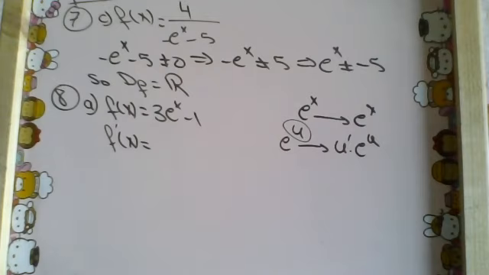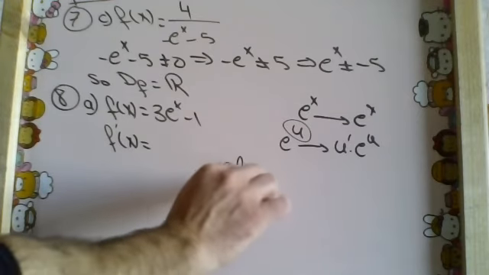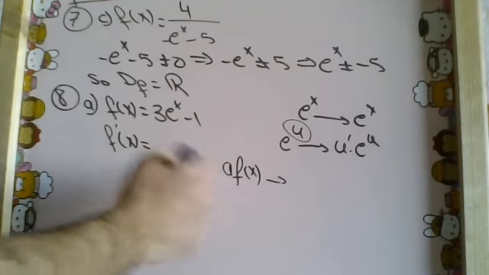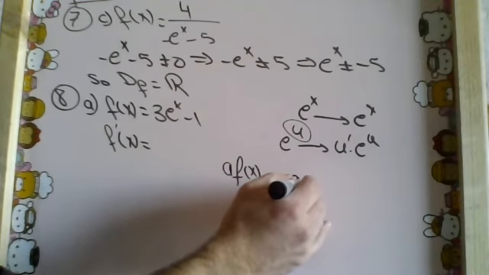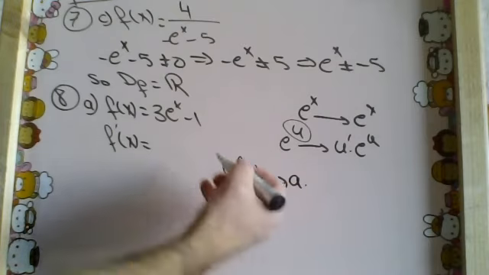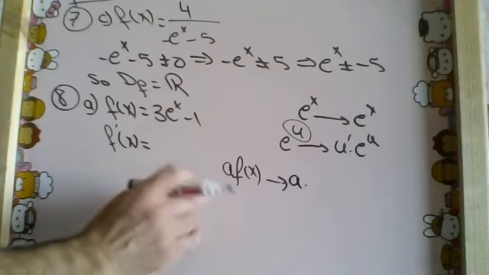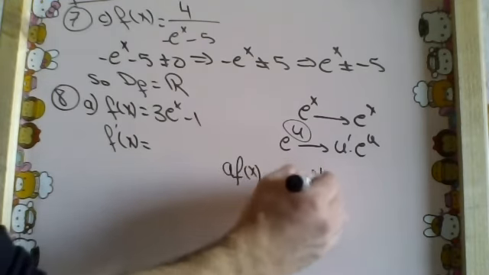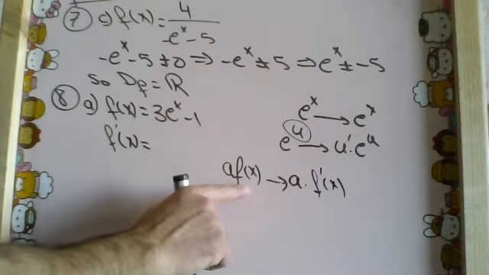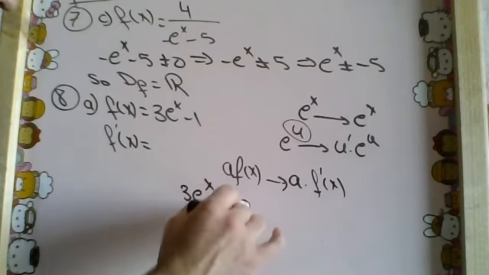Here we have a number before e power x, so we apply the properties of derivatives: a times f of x. If a is a constant, the derivative of a times f of x is a times f prime of x. You keep the a and take the derivative of the function. So for 3 e power x, you keep the 3.